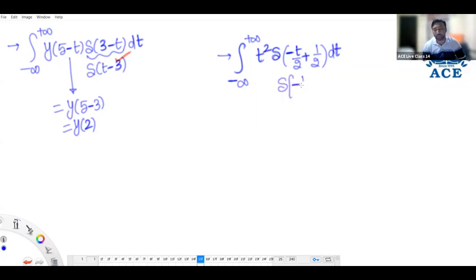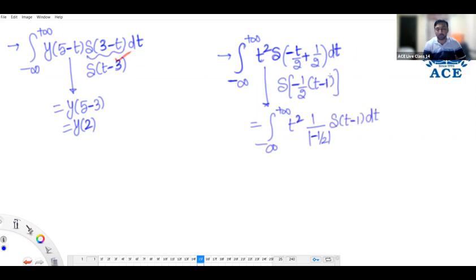So if I take minus 1 by 2 common, we get (t minus 1). The relation for del of alpha t is what? Del of alpha t can be written as 1 by mod alpha times del of t. So the shift is within the limits: 2 into 1 square. Answer is 2.